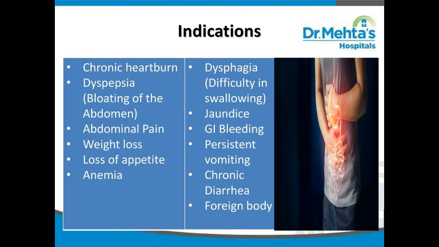Commonest are chronic heartburn, dyspepsia or a bloating of the abdomen, abdominal pain, weight loss, loss of appetite, anemia, dysphagia or a difficulty in swallowing, jaundice, gastrointestinal bleeding, persistent vomiting, chronic diarrhea, and foreign body.